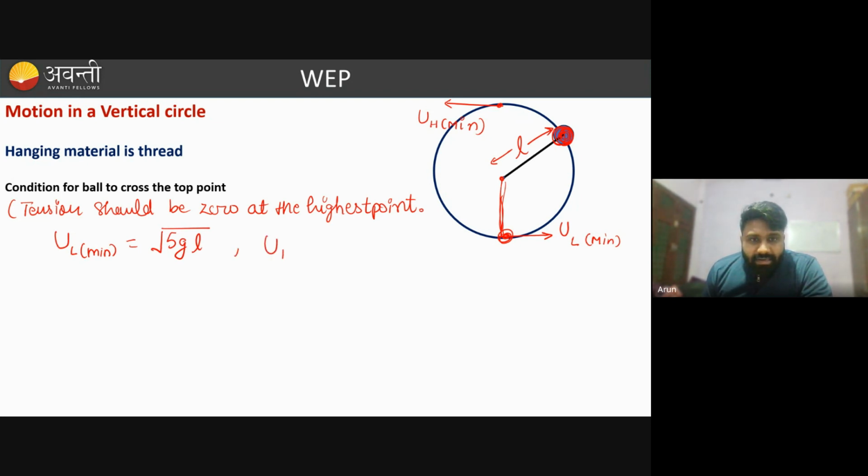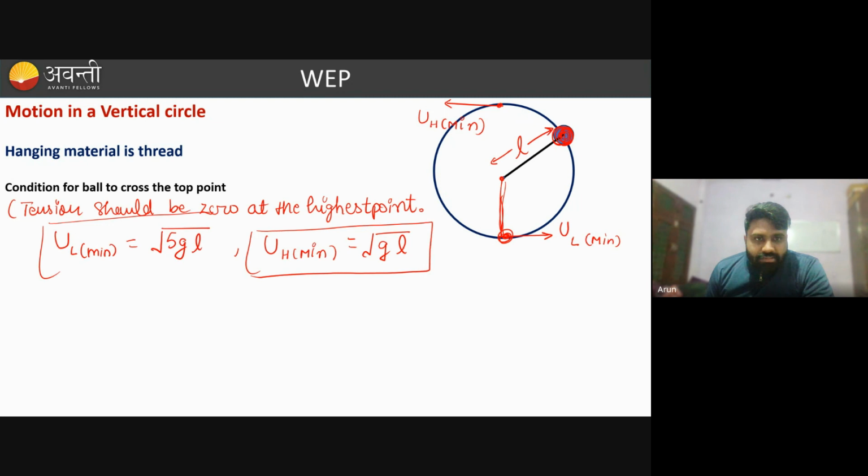And what is the minimum velocity at the highest point to complete the circular motion? It is root gL. Now, these two things you have to remember. And also, what is the tension at the highest point? So tension at the highest point to complete the circle is 0. And what is the tension at the lowest point? It should be 6 mg.